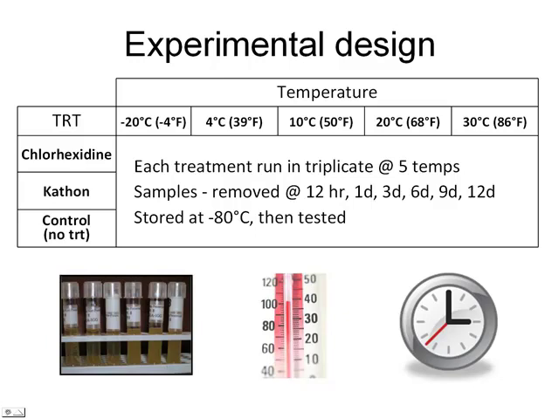And then over time we would remove aliquots of these samples out of the freezer and put them in a minus 80 freezer. So at 12 hours we took a set of samples out. 1 day later, 3 days, 6 days, 9 days, and 12 days later. So we put all these in the freezer, and then we randomized them and assayed them as a block. And we'll start going through these results a little bit.